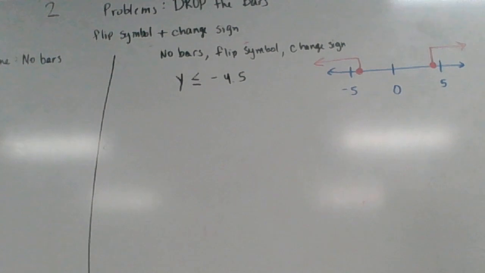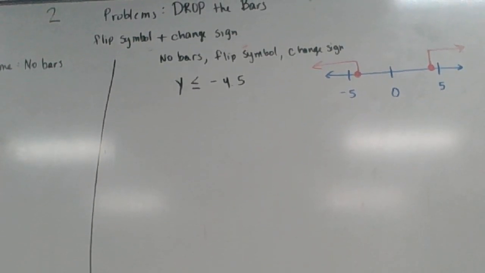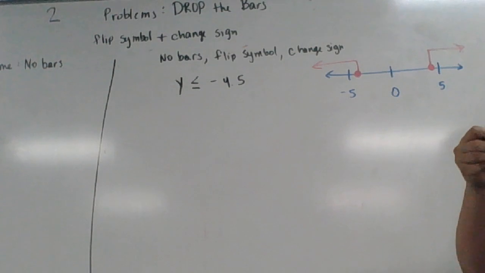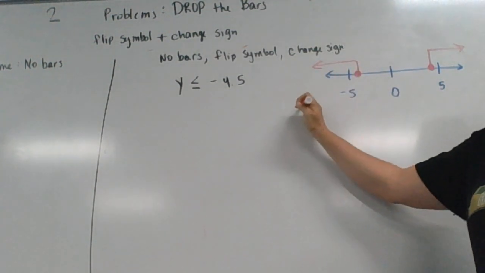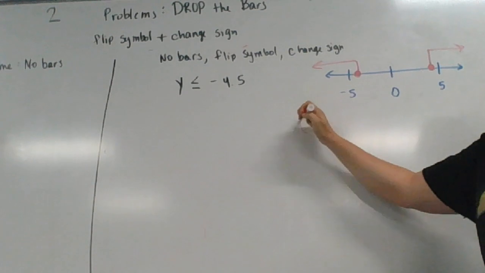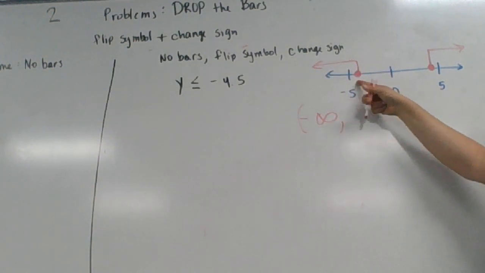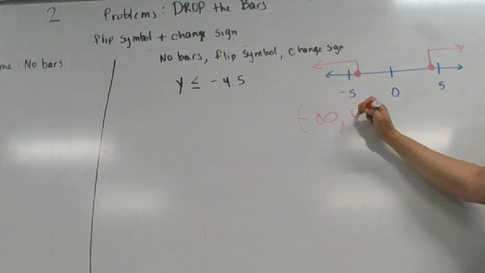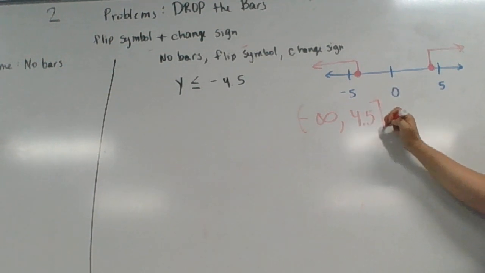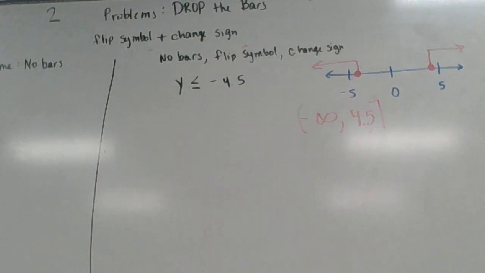All right, now the interval notation. So for my interval notation, the number line is really helpful. This arrow means negative infinity. And then I look and it stops at 4.5. And it stops with a closed dot, so I put a bracket there. It includes 4.5.